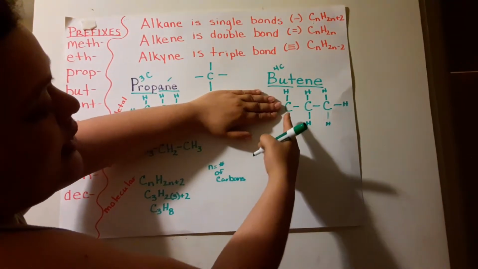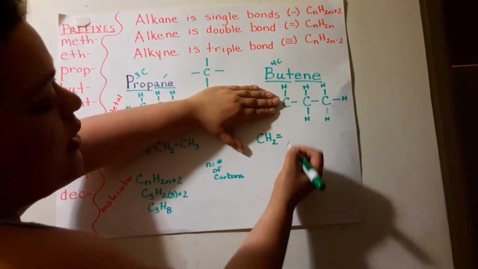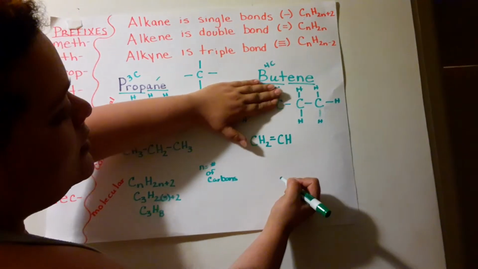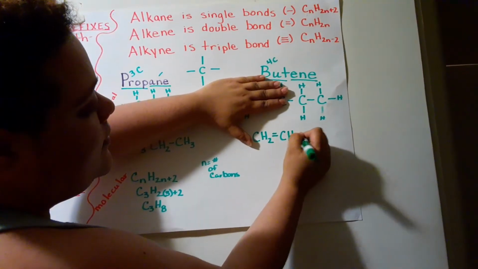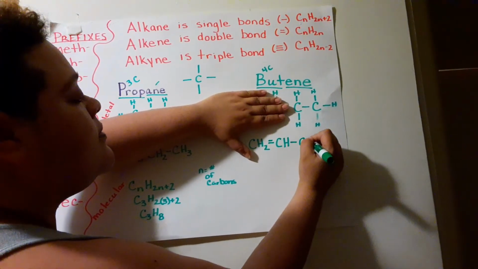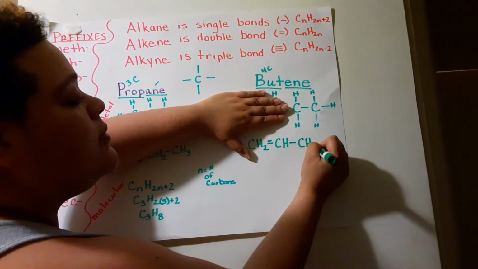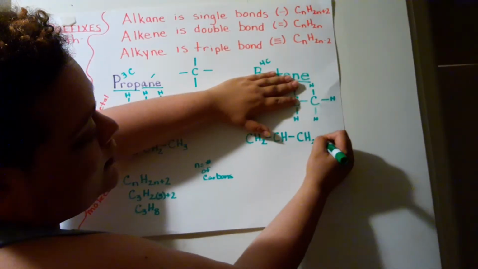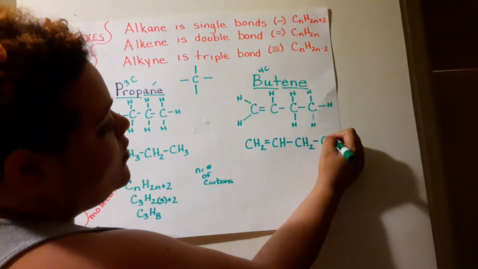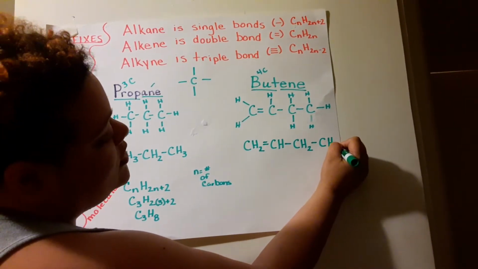Then we go to our next carbon, which only has 1 hydrogen attached. We have another bond. Our third carbon has 2 hydrogens. And then our bond, and then we have our last carbon, which has 3 hydrogens attached.